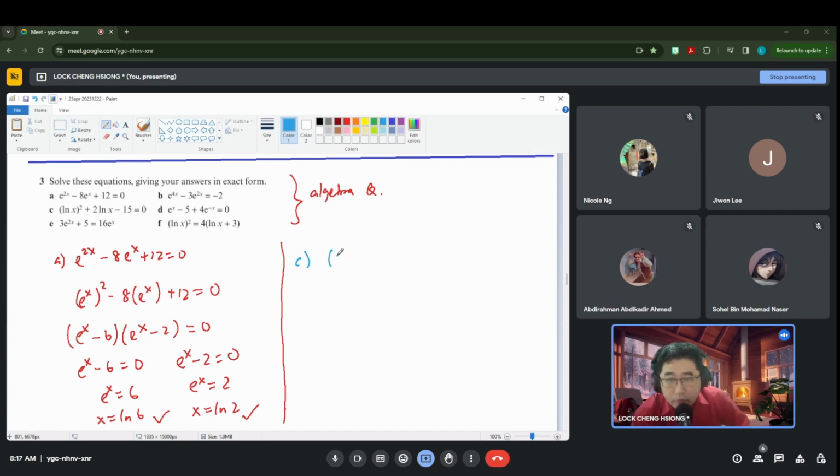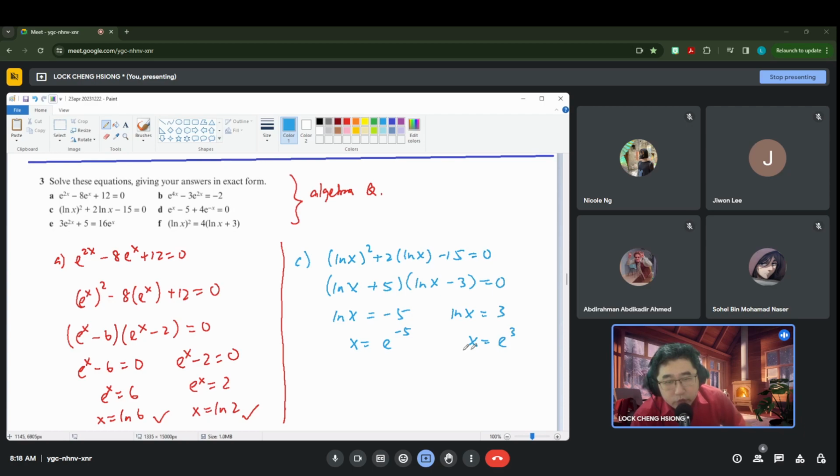If I have (ln x) squared plus 2 ln x minus 15 equals 0, it's still a quadratic. If I factorize them, I have (ln x plus 5)(ln x minus 3) equals 0. So I have ln x equals negative 5, ln x equals 3. So x equals e to the power of negative 5, x equals e to the power of 3. That would be the answer.